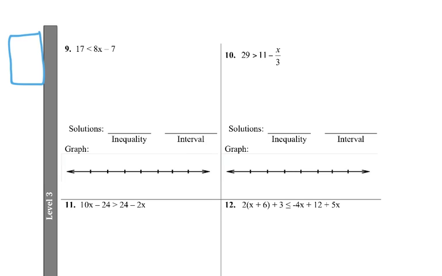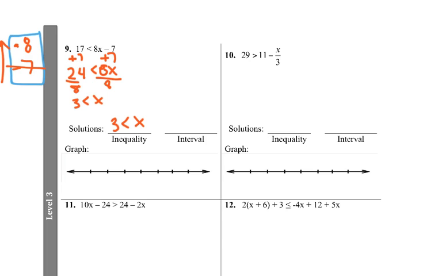So question 9. X is being multiplied by 8 and subtracted by 7. So I'm going to do the opposite steps backwards. I'm going to go ahead and add 7 to both sides. So 24 is less than 8x. And then I'm going to divide both sides by 8. I'm dividing by a positive number, so there's no need to switch the sign. And we have 3 is less than x. So my inequality is 3 is less than x.